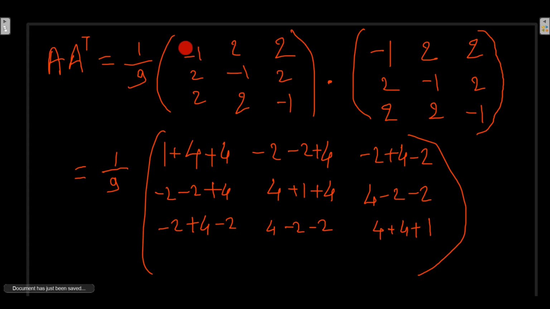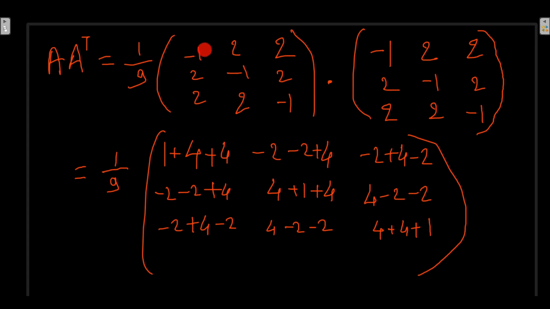First row will multiply with first column. So the elements of the first row and the first column, going like this, this will multiply with this, and so on. So this multiplied by this: -1 into -1 is equal to +1. Then 2 multiplied by 2 is equal to 4. Then 2 multiplied by 2 is equal to 4, written over here.